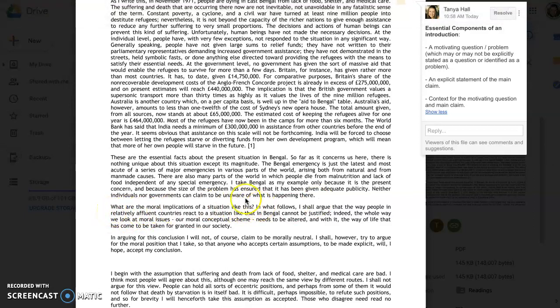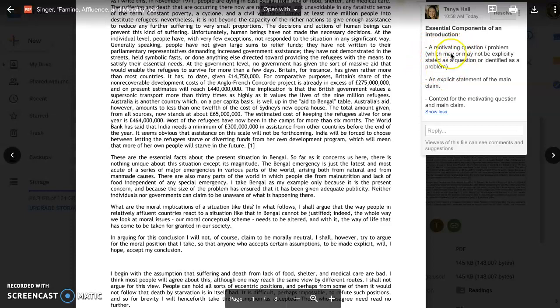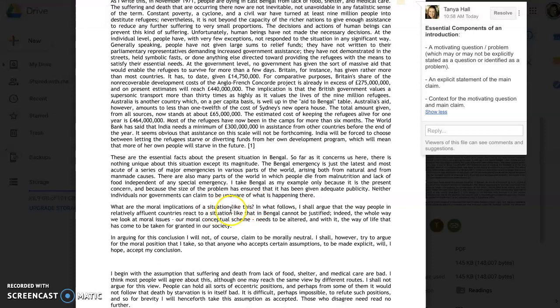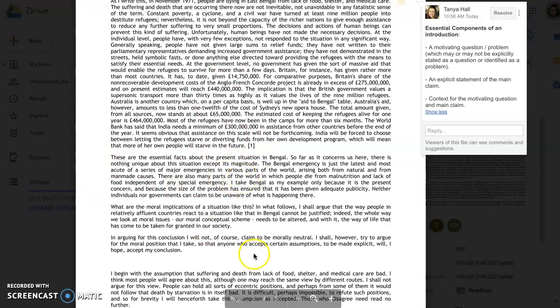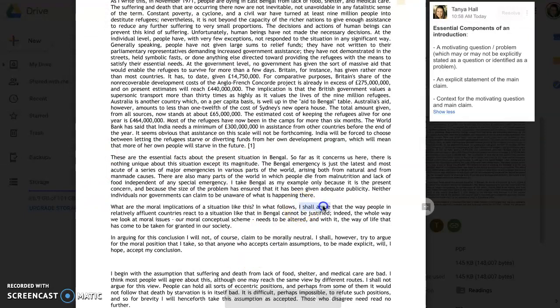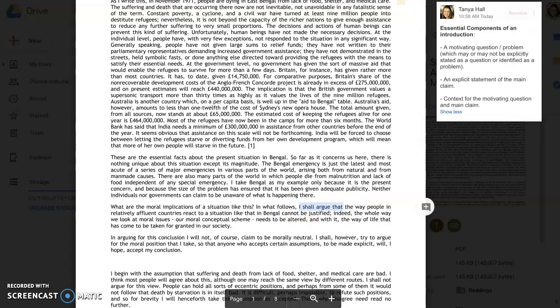Question. I'm on the lookout for questions in the introductory section. What are the moral implications of a situation like this? And what is a situation like this? Yes, Bengal, but more generally, a situation in which something bad is happening, which is preventable, and we're not doing anything to prevent it. "In what follows, I shall argue that." Beautiful. We have argument indicator words, and since this is in the beginning of the paper, and there's an "I shall argue that," I'm expecting what comes directly after that to be the main claim of the paper.